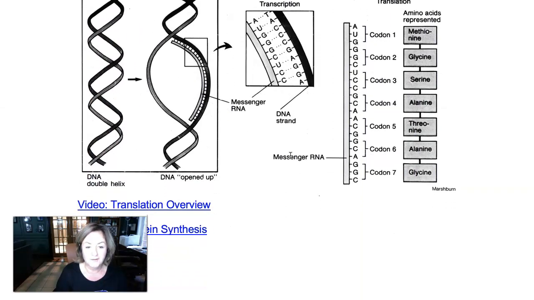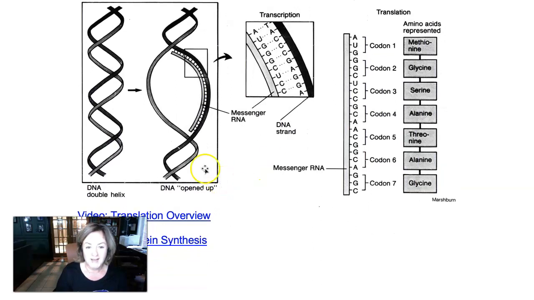This picture, I love this picture. I use this in class. Here's your DNA double helix, bubbles open. This is when a gene is being exposed. An enzyme called RNA polymerase will automatically come onto this open strand. And what it does is it takes individual RNA nucleotides and it builds a strand of RNA complementary to the DNA. That's all messenger RNA is. So here we're making a copy of that gene in the form of messenger RNA.